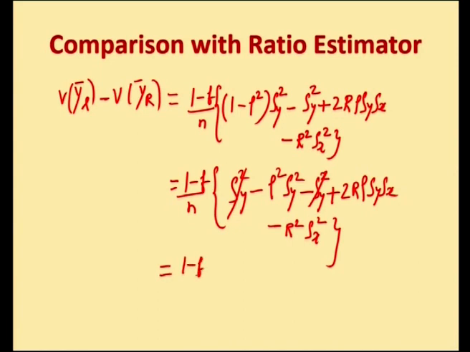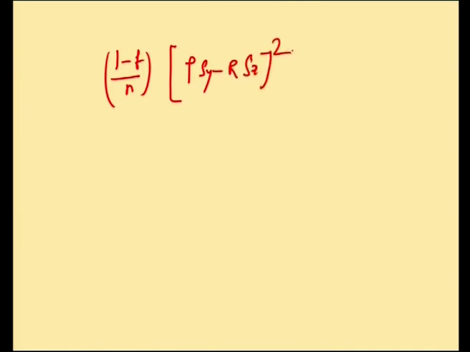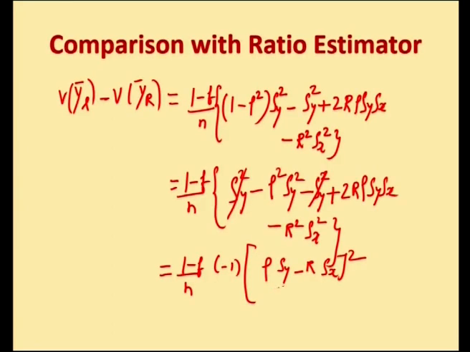So, 1 minus f by n, taking minus 1 outside, we get rho sy minus r sx the whole square. 1 minus f by n into rho sy minus r sx the whole square. Now, by expanding this, since it is in the form a minus b the whole squared, we will get the term in the previous line. Taking minus 1, we get rho sy minus r sx the whole squared.